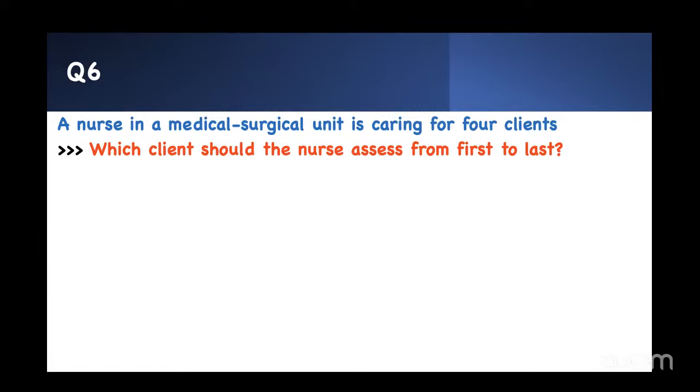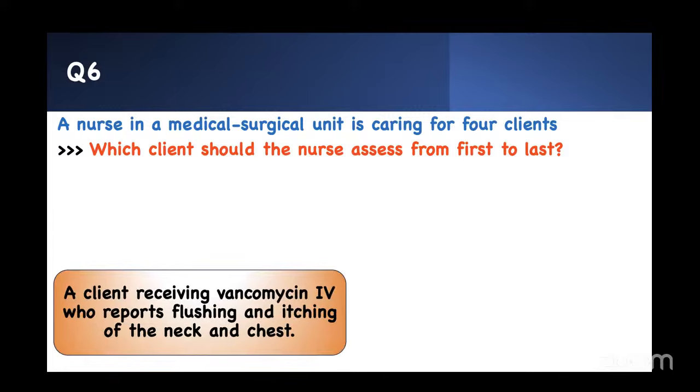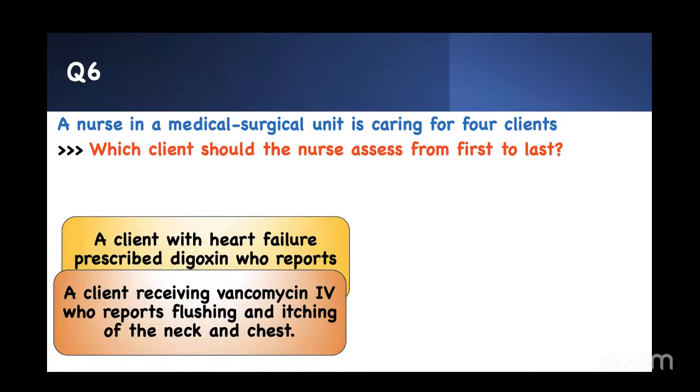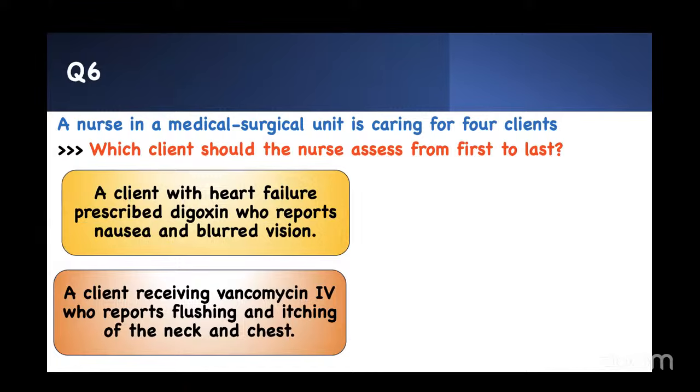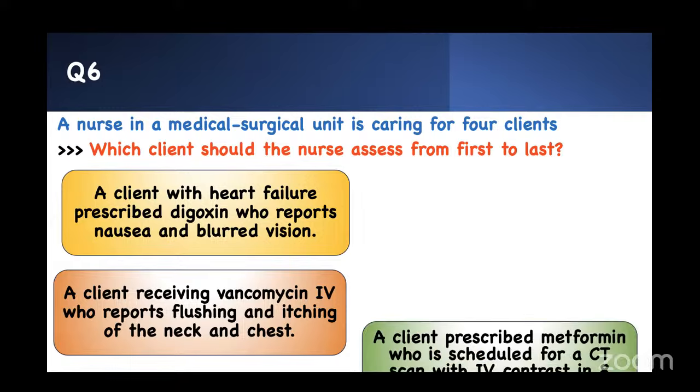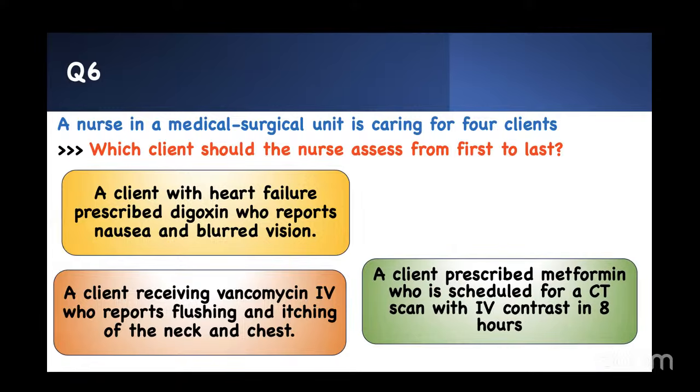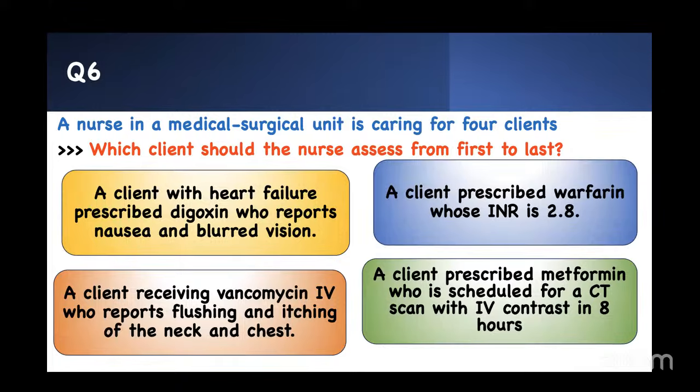I made 3 videos on YouTube you can watch. But this is the way they will give you the question. These are 4 patients. A client receiving vancomycin IV reports flushing and itching of the neck and chest. A client with heart failure prescribed digoxin reports nausea and blurred vision. A client prescribed metformin who is scheduled for a CT scan with IV contrast in 8 hours. A client prescribed warfarin whose INR is 2.8.